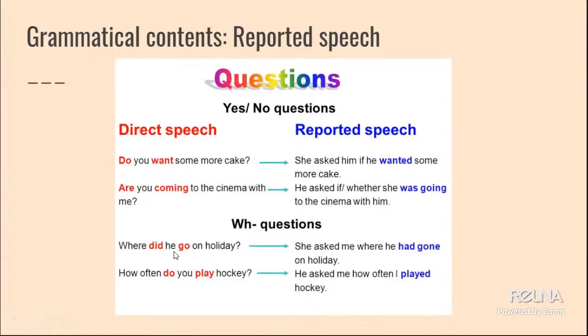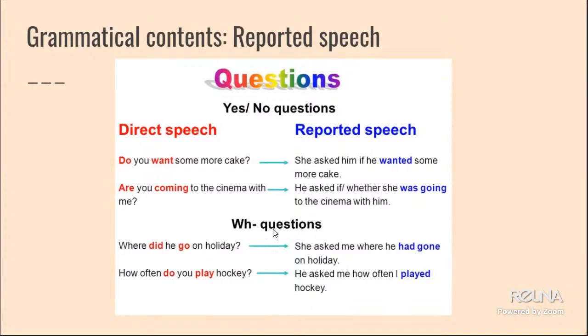Entonces, del simple past saltamos al past perfect. Y acá, how often do you play hockey? Simple present, ¿cierto? Saltamos al simple past. ¿Cómo sería? He asked me how often I played hockey. Yeah, so present simple to past simple. Okay.